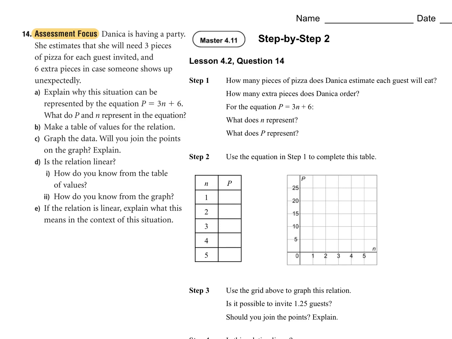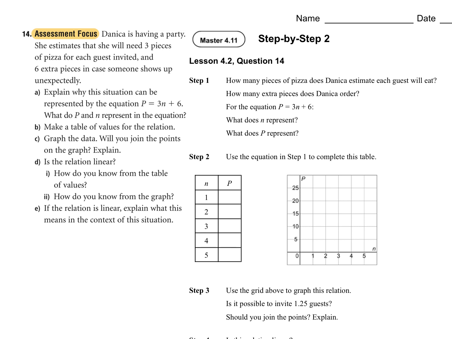Hello everybody. Today I'm going to go over step-by-step 2, lesson 4.2, question 14 from section 4.2, linear relations. We often do these step-by-step questions in class and they correspond to a question from the book. On page 172, I believe, that's where question 14 can be found, assessment focused.